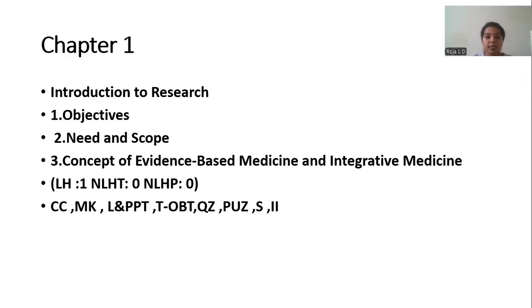MK is nothing but must-to-know topics. See, as you are a student of the RS7 batch, you are very familiar with the terminology of MK. So all the students must have definite knowledge on this particular topic if it is mentioned as must to know. Each student must have particular knowledge regarding the topic if it is labeled as MK. And L and PPT is nothing but lecture with PPT presentation.